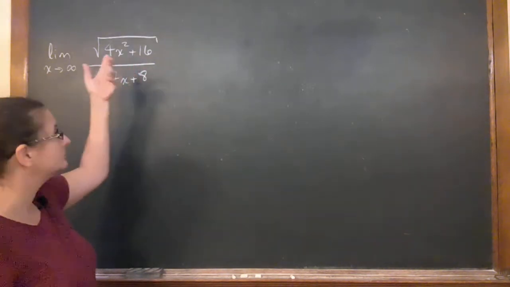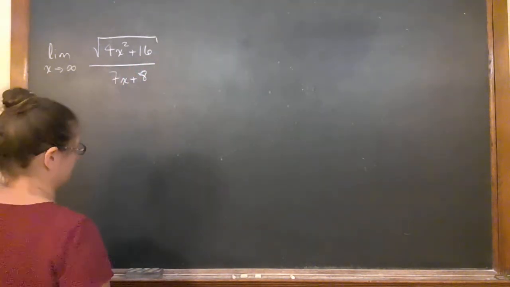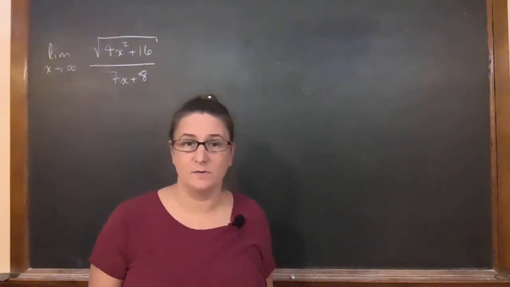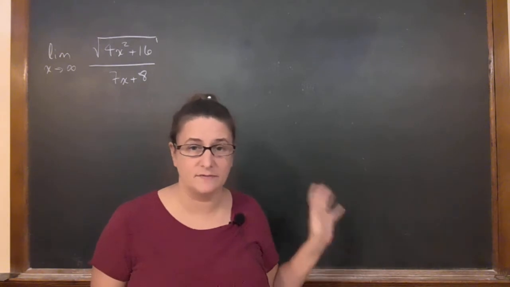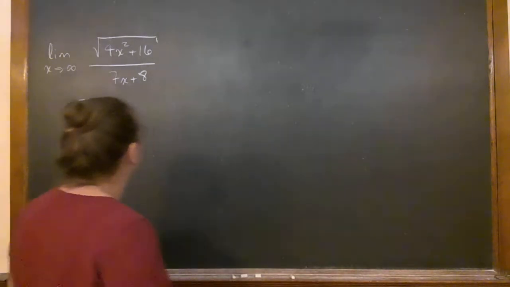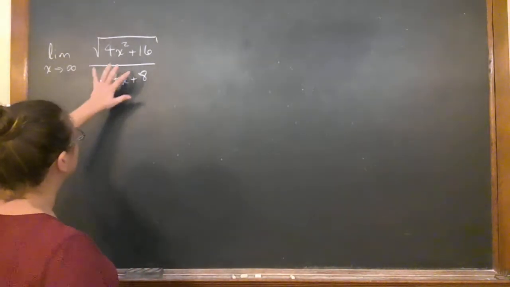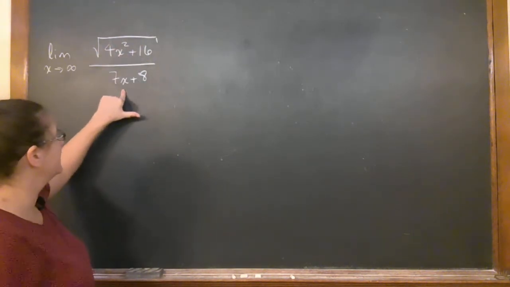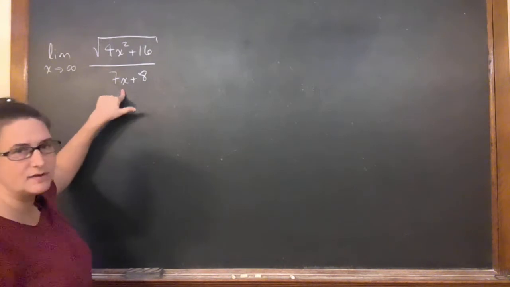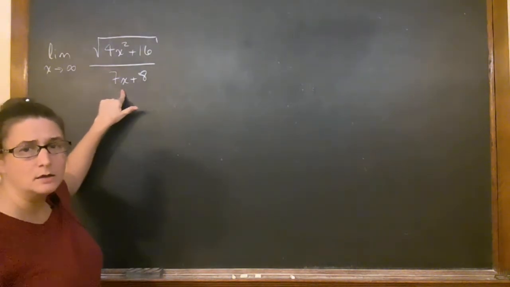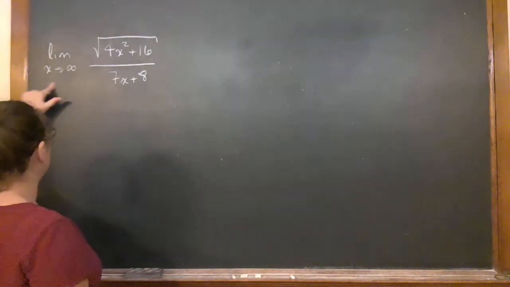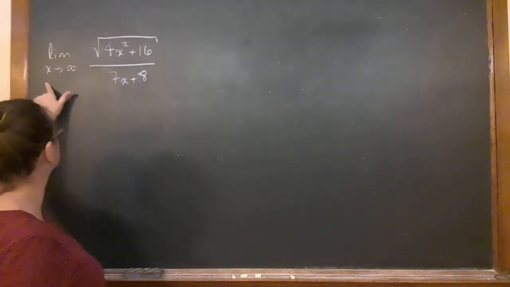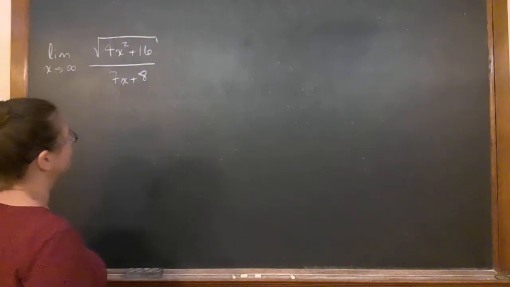So that's not a problem, right? But you do have to be aware of these things. If there were some negatives in there or some weird stuff, I'd have to be careful. But the domain of this function is going to be all reals except for where the bottom is 0, so we're going to have some asymptote at -8/7. But we don't care about that right now. We're only interested in the long time behavior. We're only interested in the x going to infinity.